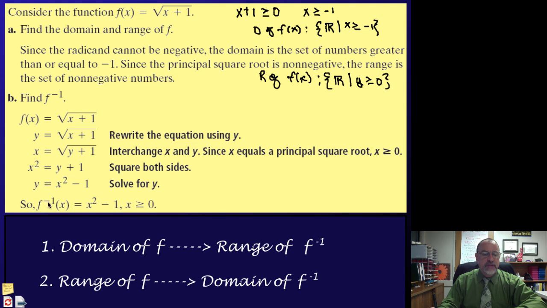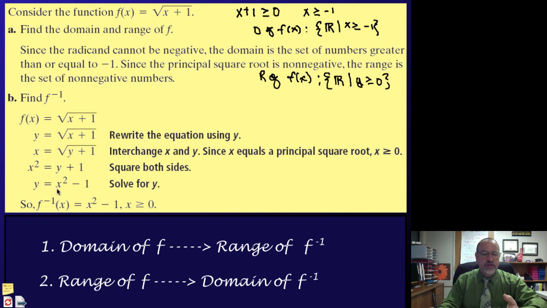Now I want you to notice that they put this inverse notation here, and this is very important that you do this at this point, because we found the inverse. Now remember, the reason we want to do that is because of this. If I just had y equals x squared minus 1, that does not indicate that this function came from anything else. And remember, this function came from the original function, so it's going to inherit certain characteristics, particularly in relation to its domain and its range.